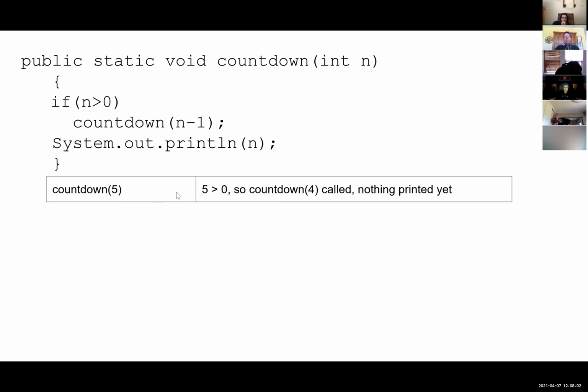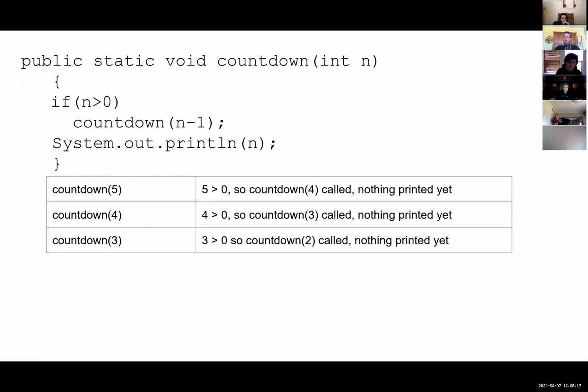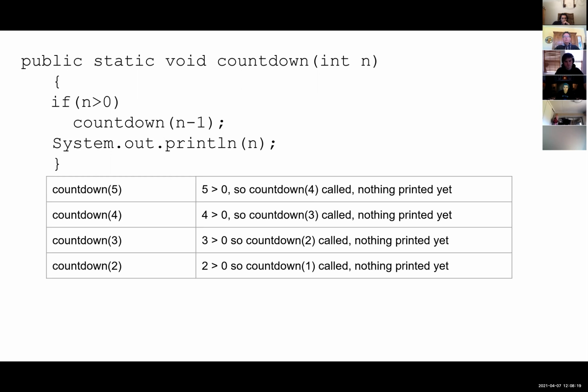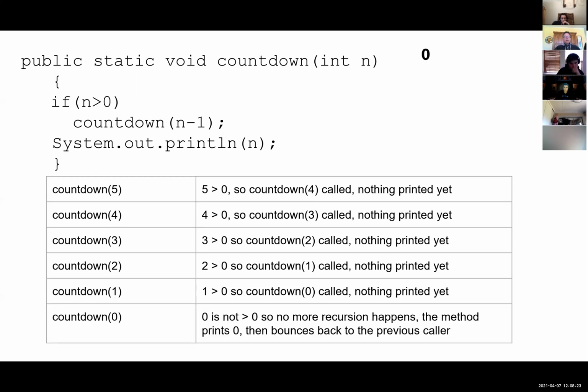So here we go, we call it with 5. 5 is greater than 0, so countdown 4 is called, and nothing is printed. It doesn't get to the print line yet because it's busy calling the recursive part. Countdown 4 is called, 4 is greater than 0, so it calls 3, nothing gets printed. 3 calls 2, 2 calls 1, 1 calls 0, still nothing. Finally, when you call countdown 0, 0 is not greater than 0, so it doesn't do the recursion. So then it comes down and prints a 0.